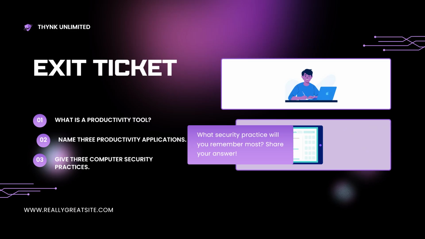So for the exit ticket, before we end our lesson, answer these 4 questions. What is a productivity tool? Name 3 productivity applications. Give 3 computer security practices. And finally, what computer security practice from today's lesson do you think is the most important for you to do or to remember? So write your answers clearly and briefly in your computer notebook.